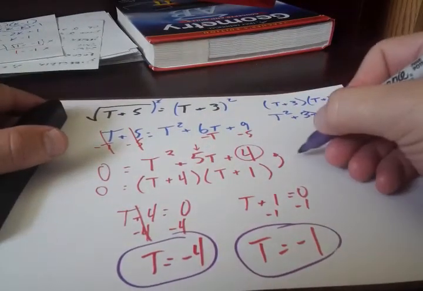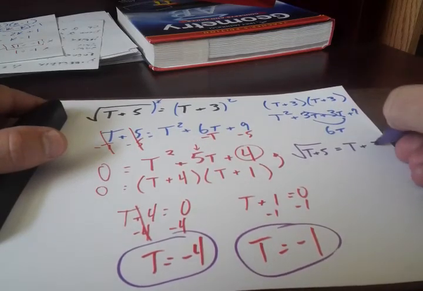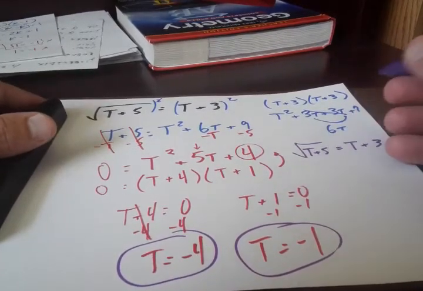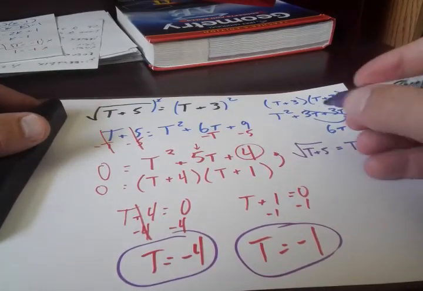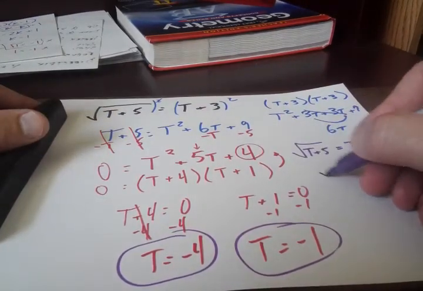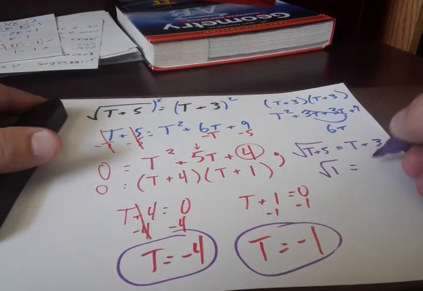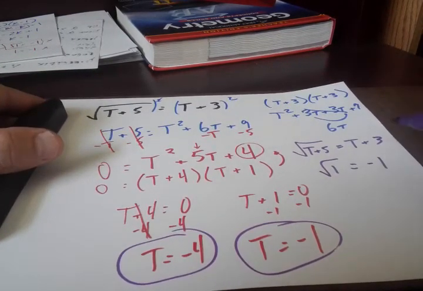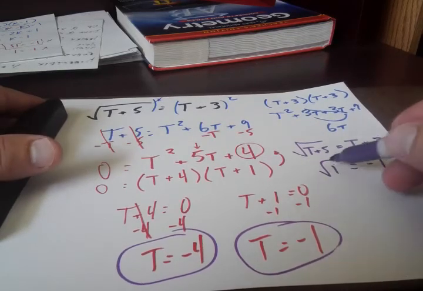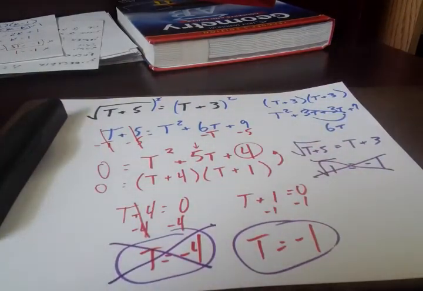So let's go back to our original, which was the square root of t plus 5 equals t plus 3. Let's use negative 4 first. Negative 4 plus 5 is 1. So we have the square root of 1 here. And then negative 4 plus 3 is a negative 1. We know that the square root of 1 does not equal negative 1. You can't have a square root equal negative. This one does not work.